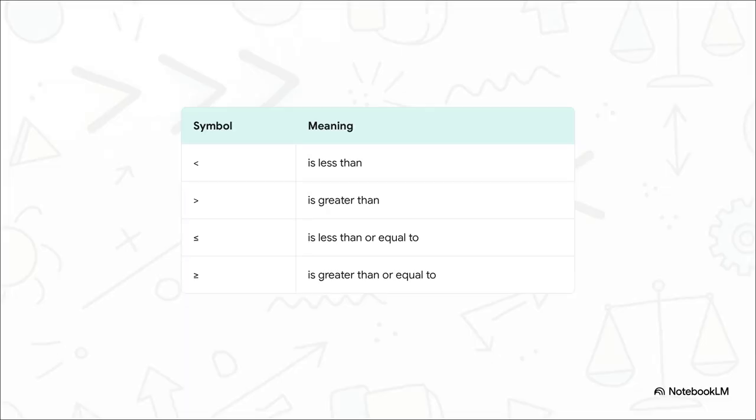Okay, let's break down the four main symbols you're going to see. First up, we have is less than. Easy enough. Then you've got its opposite, is greater than. Now here's the cool part. See that little line underneath the next two? That little line just means or equal to. So the third symbol means is less than or equal to, and the last one means is greater than or equal to. That's literally it.